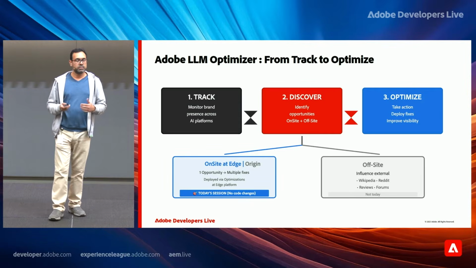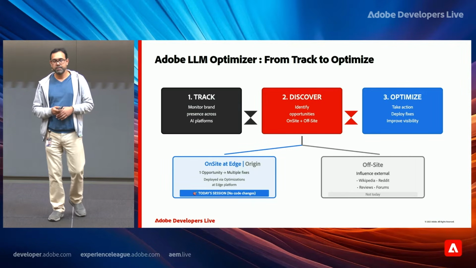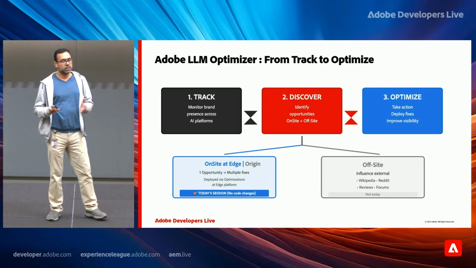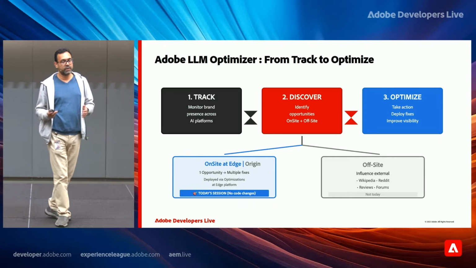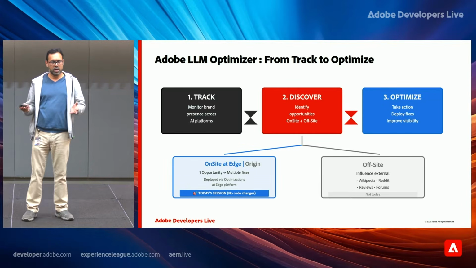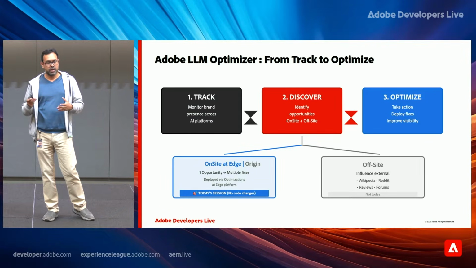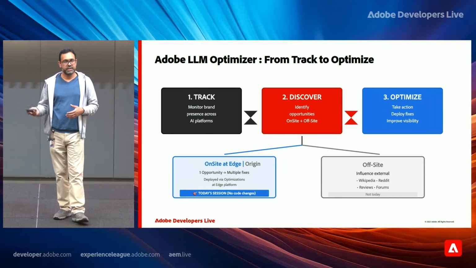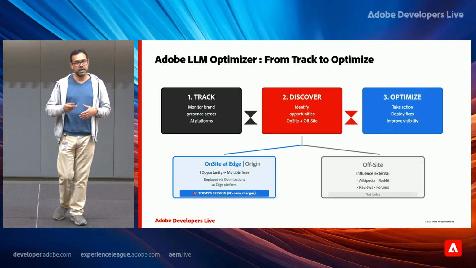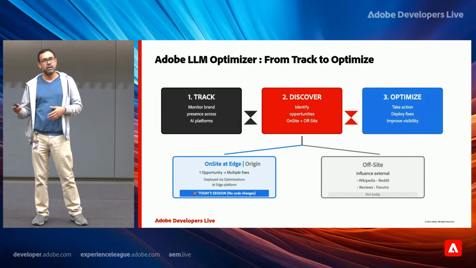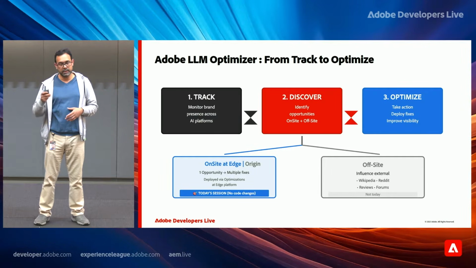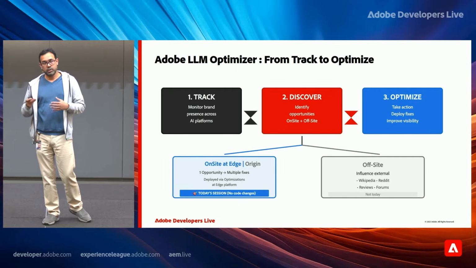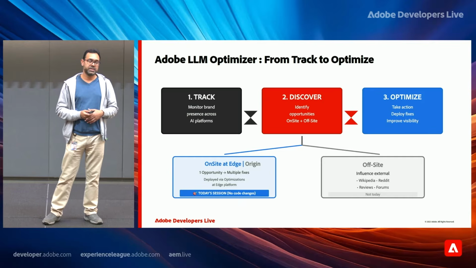The platform detects two types of opportunities, on-site and off-site. On-site opportunities are the ones that belong to your own website. Issues like crawlability, the content structure, the visibility that you can control. And off-site opportunities are the ones which are third party, the way your brand is getting mentioned in social media or Reddit. So those also influence the AI search systems.